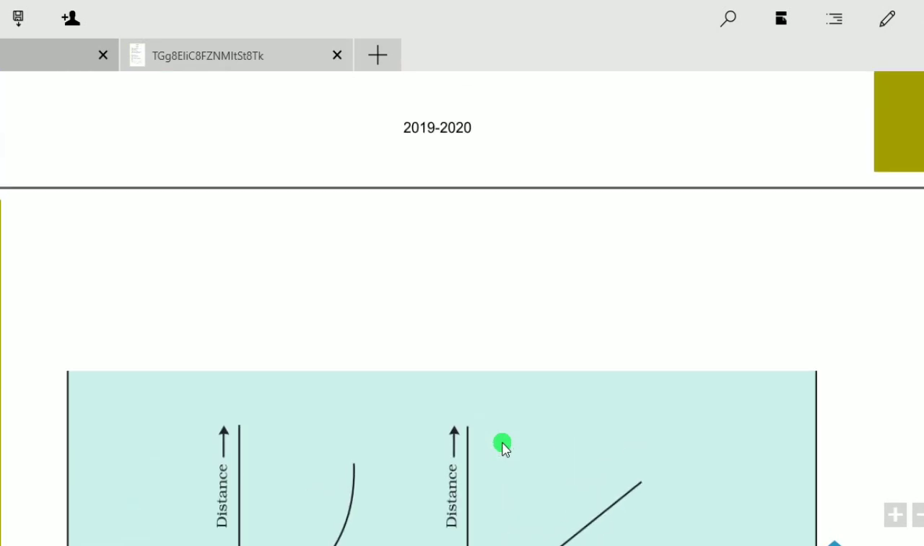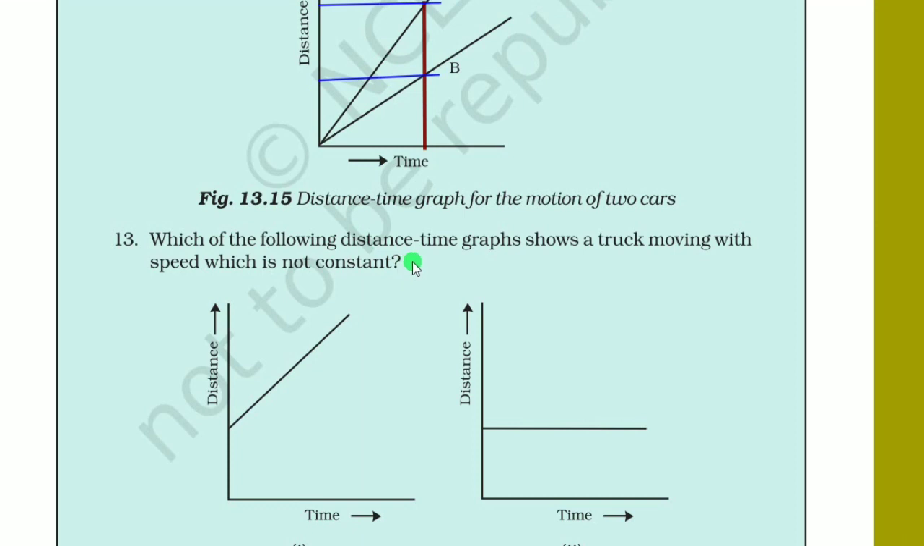What is the question first? Once again read it. Which of the following distance-time graphs shows a truck moving with a speed which is not constant? So it is a distance-time graph. From the distance-time graph you have to find out the speed. We can see time increasing, distance is also increasing, so speed is constant. Here the distance covered is not changing, that means the body is at rest. It is also constant speed. What is the speed? Zero speed here.